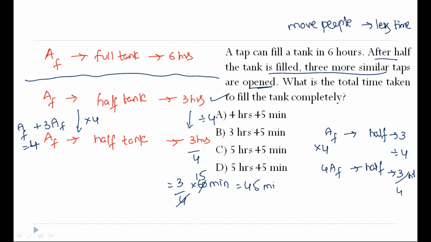Now, what is the total time taken? For the first half of the tank, 3 hours; for the next half of the tank, 45 minutes. So that is why the answer is 3 hours 45 minutes. My dear friends, are you clear with this? 3 hours 45 minutes. Why 3 hours 45 minutes?